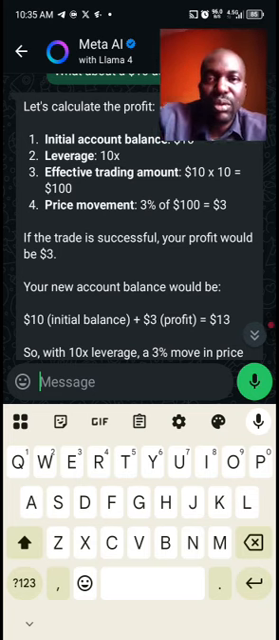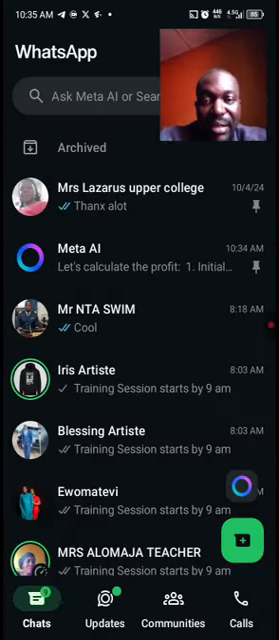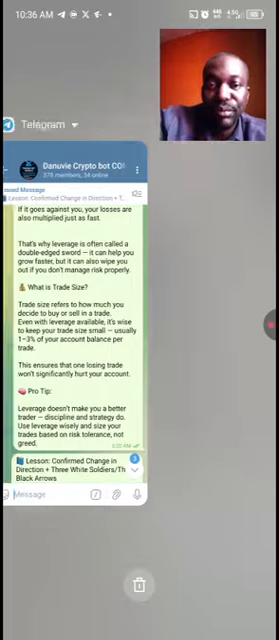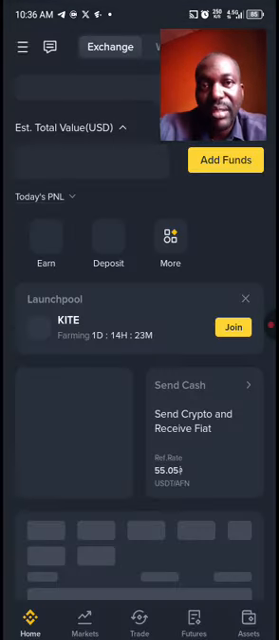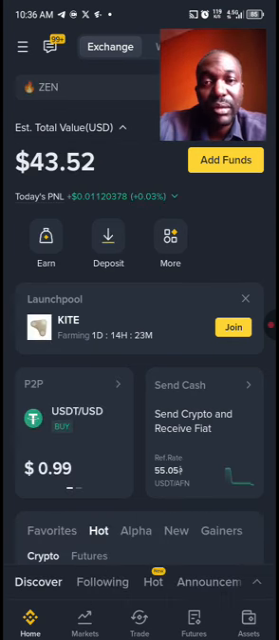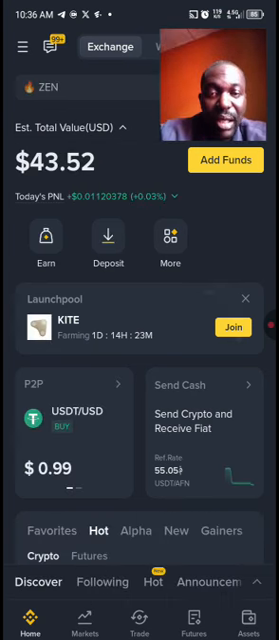Before we do that, let's just go to Binance. Let's go to Binance account and let's see what leverage actually looks like. For those of you who are using Bybit, Bitget, the same thing applies. So let's just see what leverage looks like. Okay, so this is my Binance account.